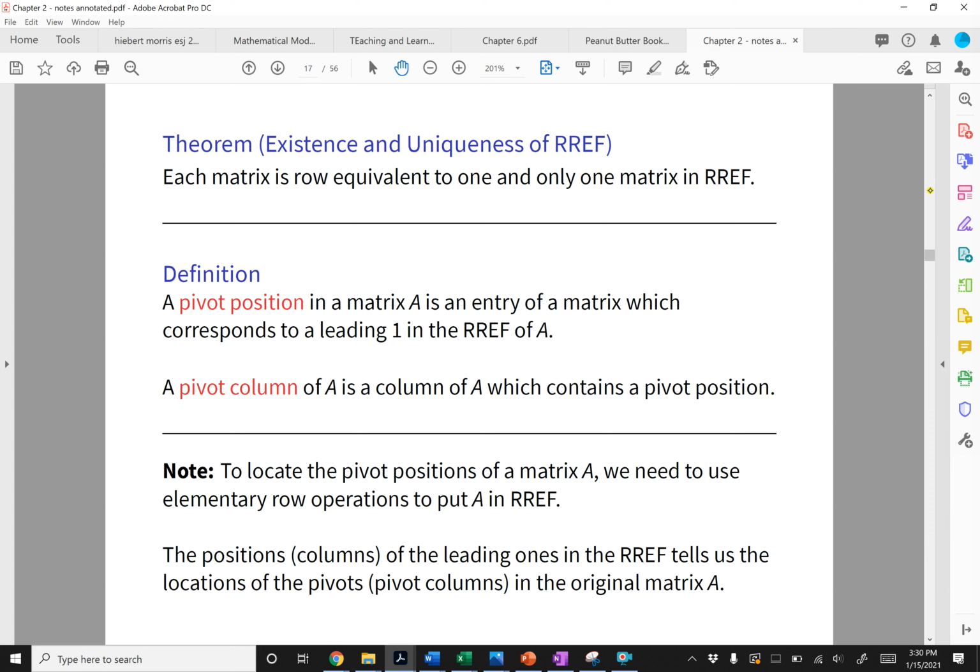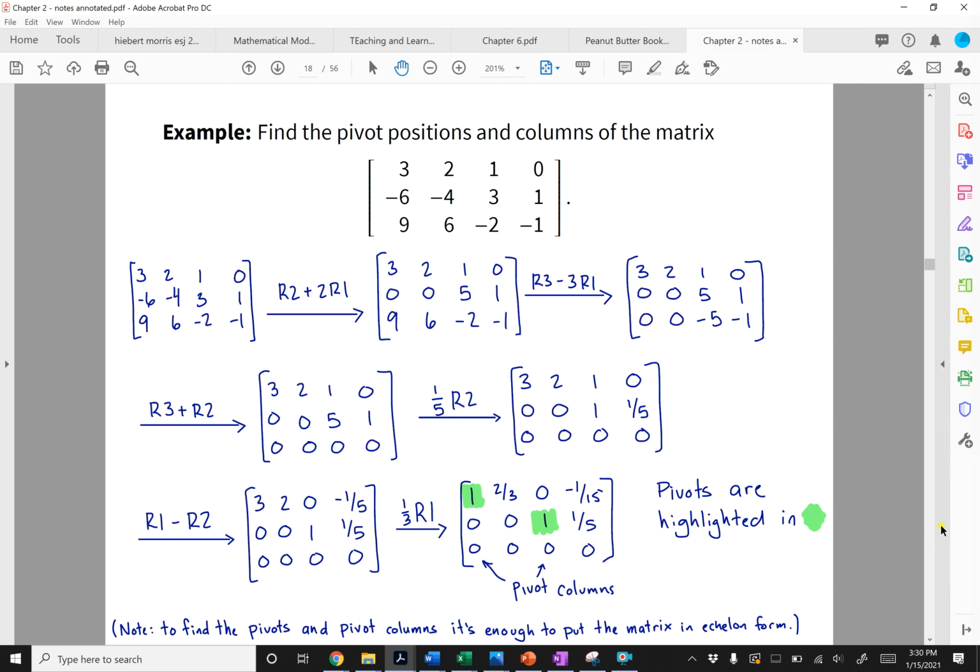I actually think that's as far as we need to go, but we should do an example. Yeah, let's do this example. So find the pivot positions and columns of the matrix.